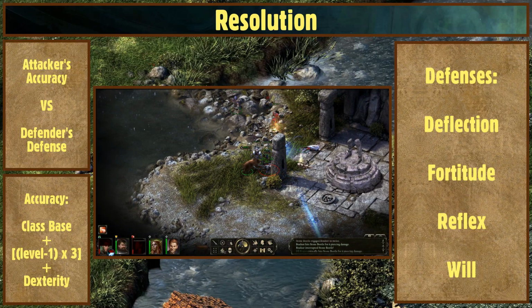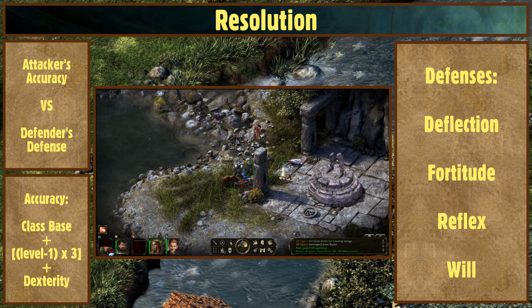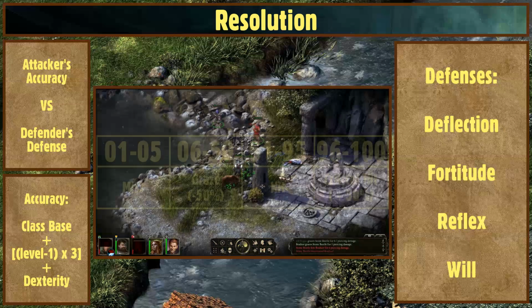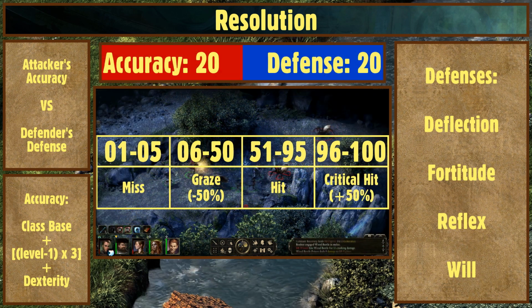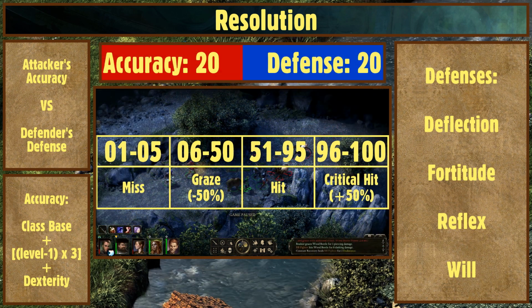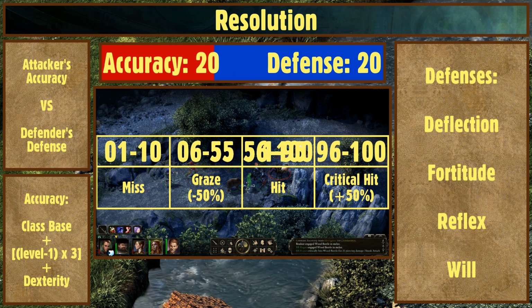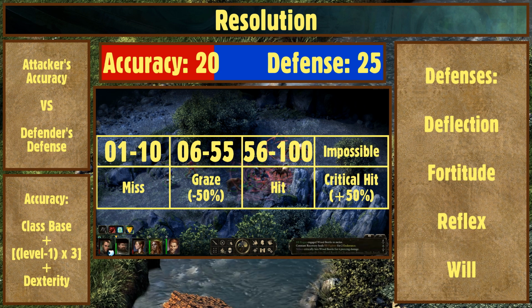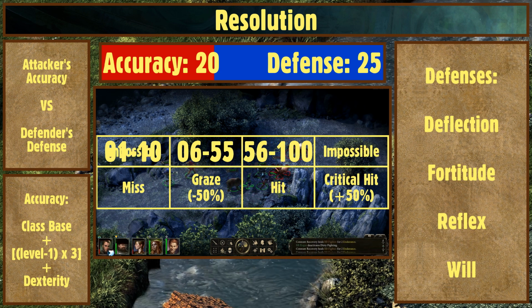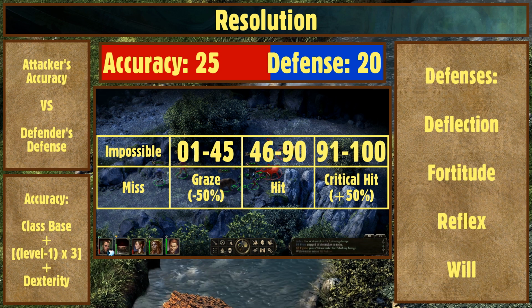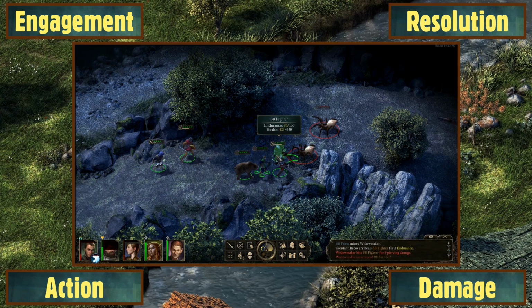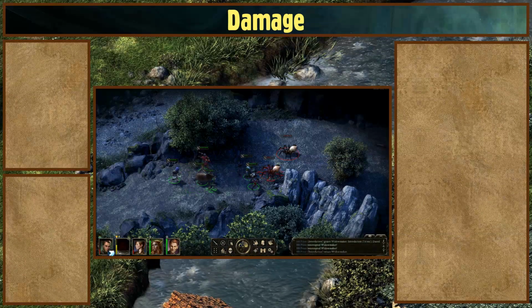When calculating if the attacker hits or not, the game rolls a 100-sided dice. The base outcomes are as follows. This is a table applied if, for example, the attacker has 20 in accuracy and the defender 20 in deflection. But if it is 20 accuracy versus 25 reflex, for example, numbers are changed like so. And if it is the other way around, then, if it's a hit, damages are calculated.